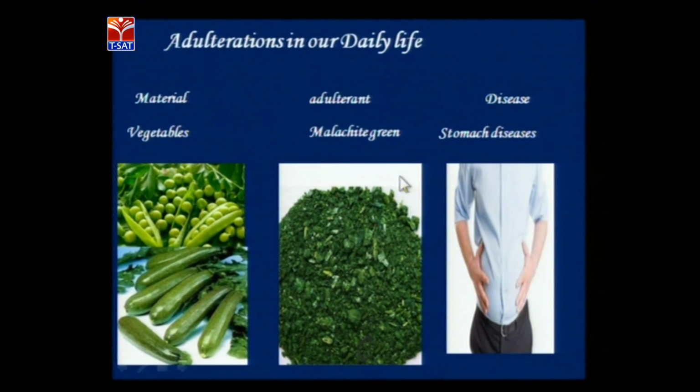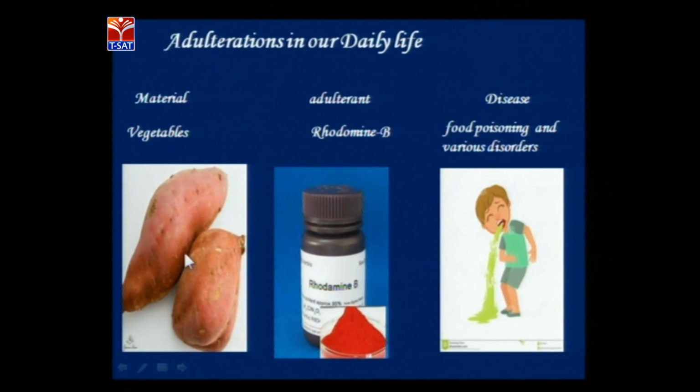And friends, our vegetables like peas and cucurbits. Here this is malachite green. These are the green vegetables, right? Our green vegetables are adulterated with this malachite green. If you take these adulterated vegetables, you will suffer with stomach diseases. And here this is a sweet potato. Sometimes this sweet potato is adulterated with rhodamine B. If you take this adulterated potato, you will suffer with food poisoning and stomach disorders.